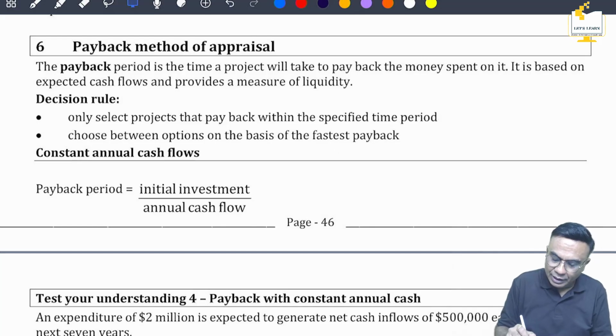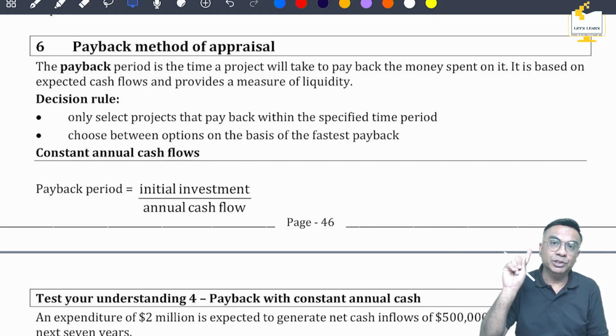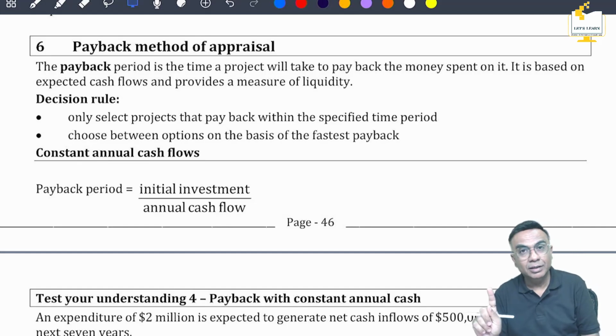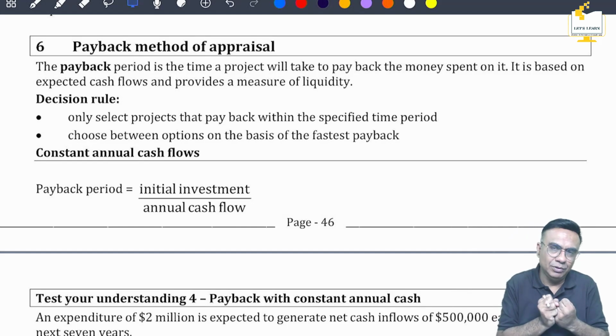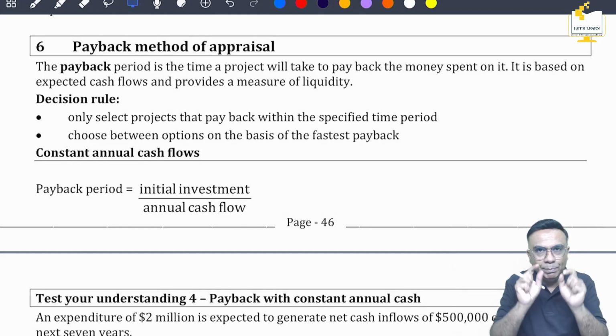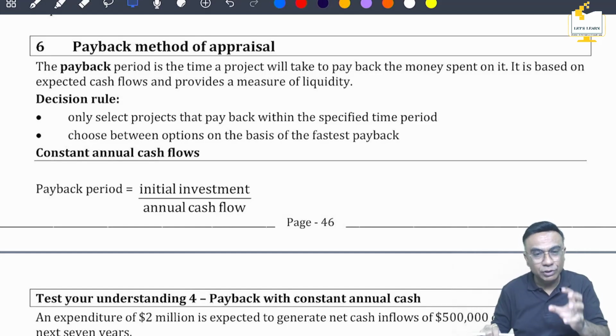And number 2, choose between options on the basis of fastest payback. You have 2 alternatives, project A, project B. You want fast recovery of cash flow. So calculate payback for both A and B and select the project with a lower payback.